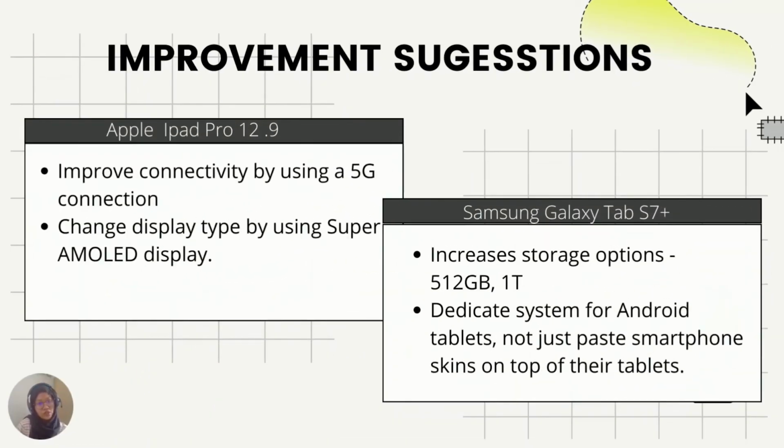For our improvement suggestion part, for the Apple iPad Pro 12.9 version, we suggest improving their connectivity by not only using LTE and Wi-Fi connection. Maybe they can improve by putting a 5G connection in the tablet itself, and they can change their display to a better view, which is using the Super AMOLED display like the Samsung Galaxy Tab S7 has been using.